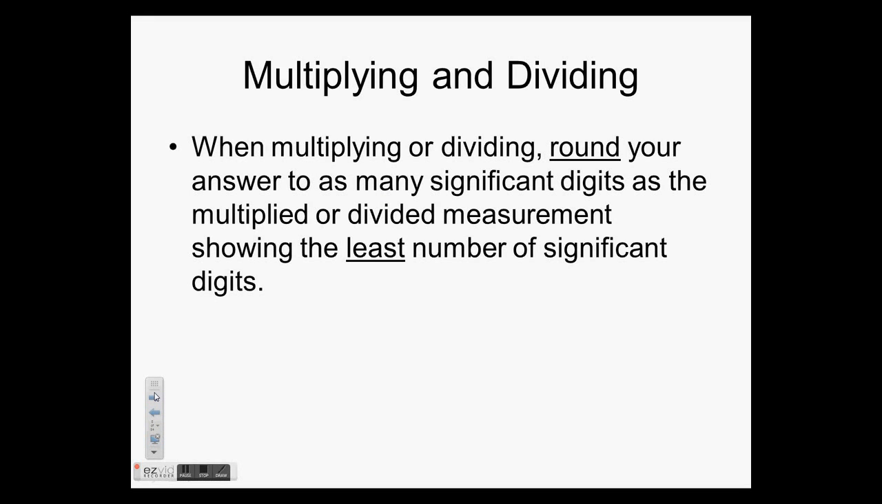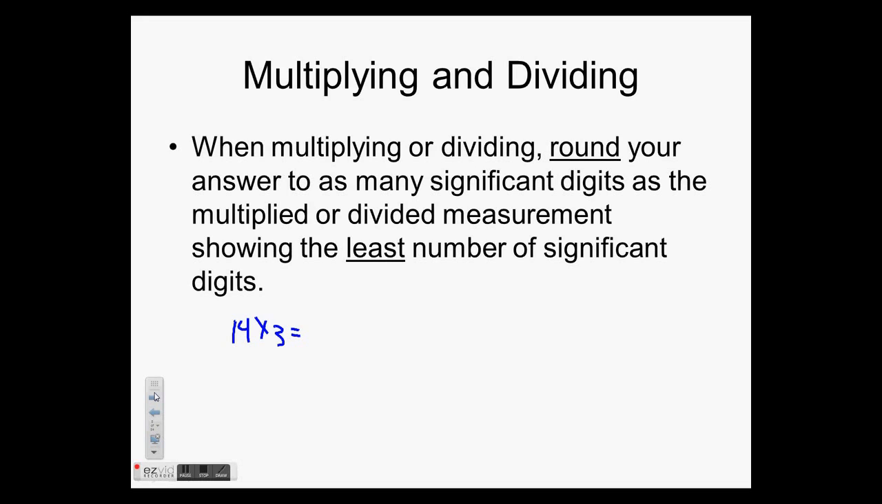I said the significance of significant figures is that we can do calculations with them. So we have 2 more rules: one for multiplying and dividing, and one for adding and subtracting. The multiplying and dividing rule: when multiplying or dividing, round your answer to as many significant digits as the measurement showing the least number of significant digits.